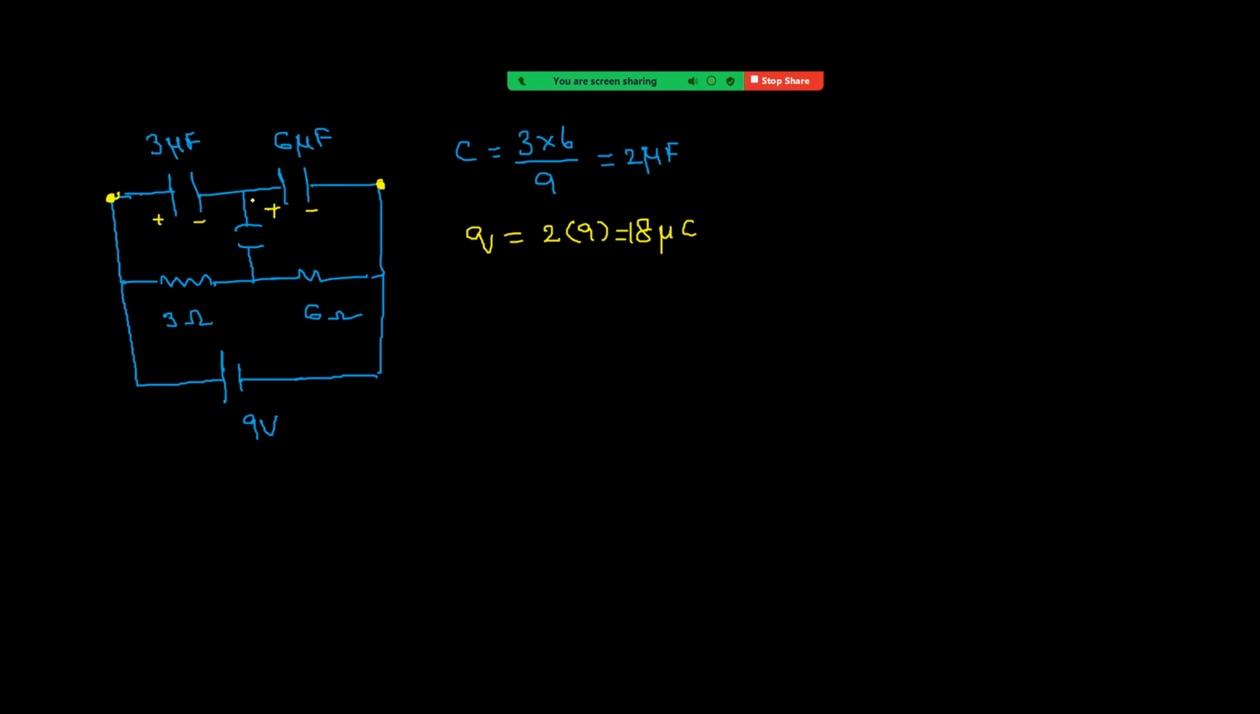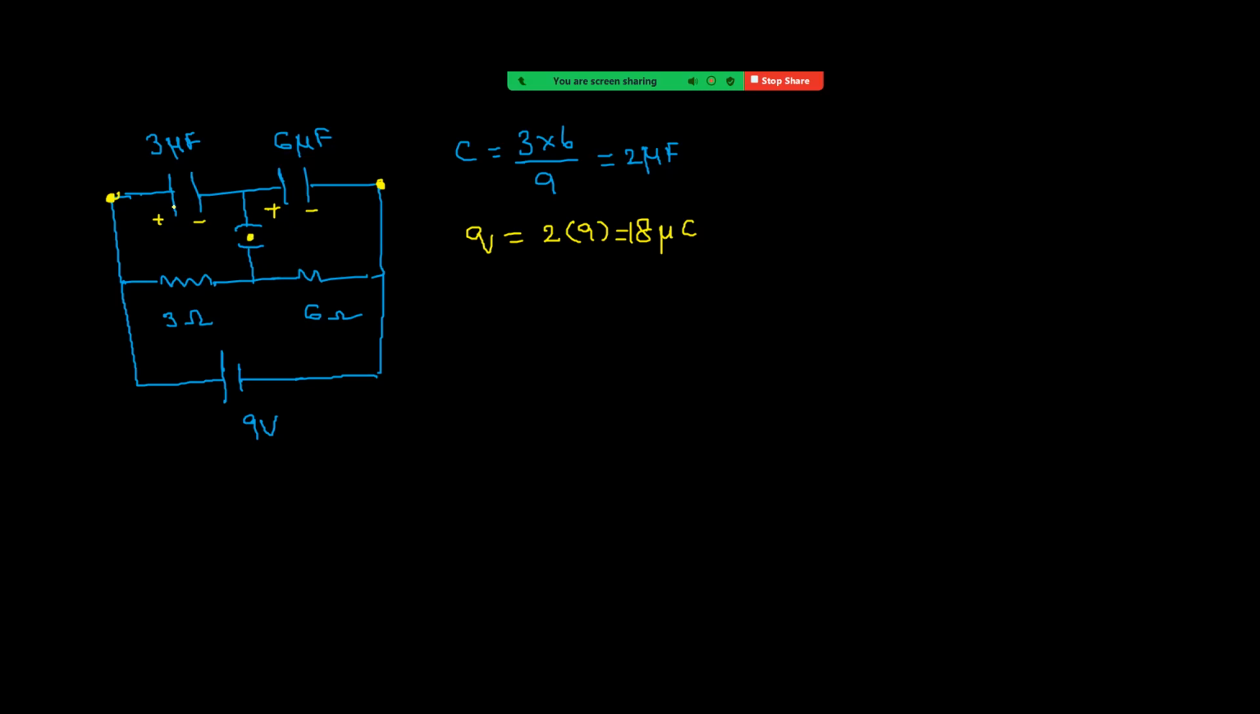Now coming to the remaining two plates, these two are not connected to the battery. That means on these two plates the net charge remains constant. Here you can see minus 18 and this is plus 18, so the total value is 0 on these two plates. Now see what happens when the switch is closed.